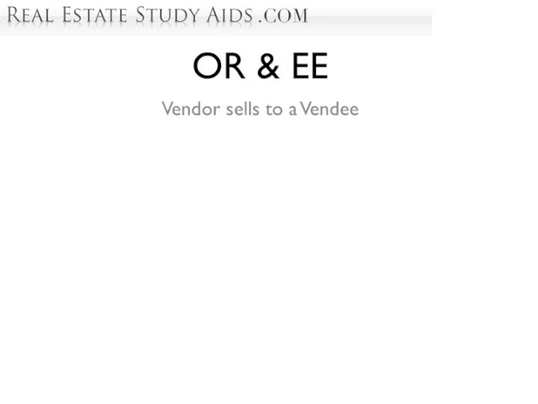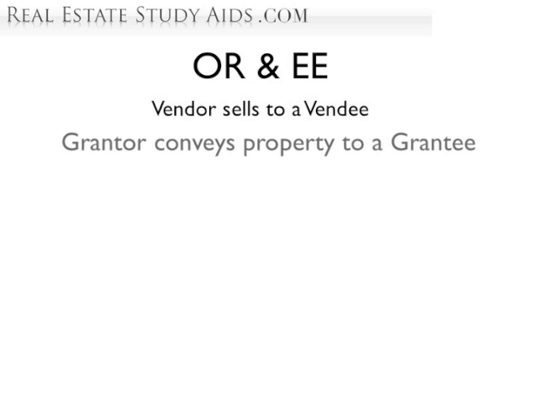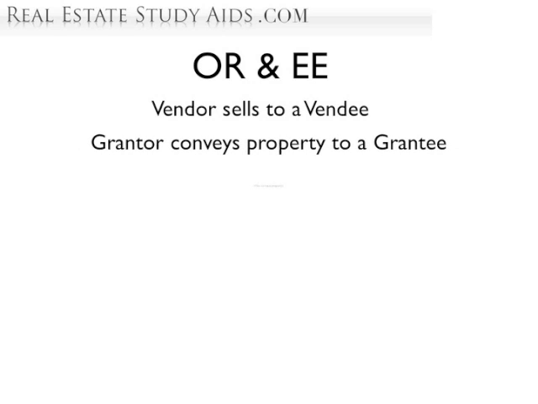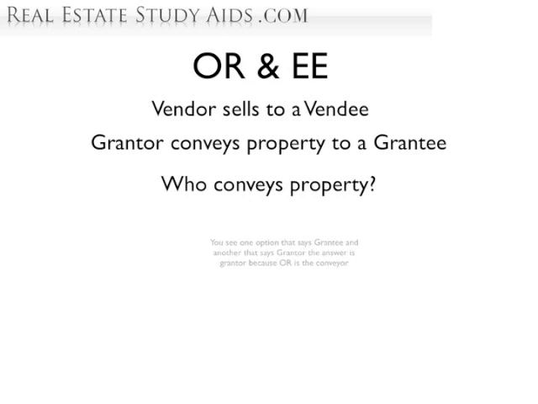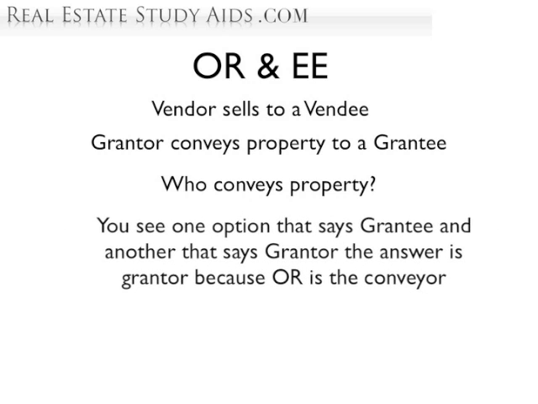It may seem silly, but when you are taking your exam and you see a question that you do not understand, but you know one party is giving something and the other party is receiving something, you will be thrilled. For example, a vendor sells to a vendee. The grantor conveys property to a grantee who receives it. If they ask who conveys property, and you see an option that says grantor and another option is a grantee, you may not know anything about deeds, but you know the answer is grantor because OR is the conveyor. This concludes the section on basic principles of real estate.